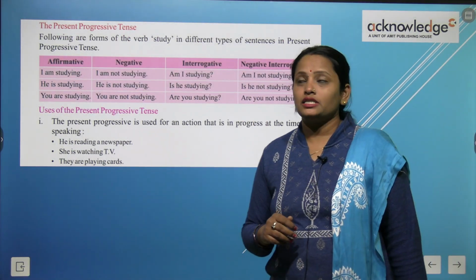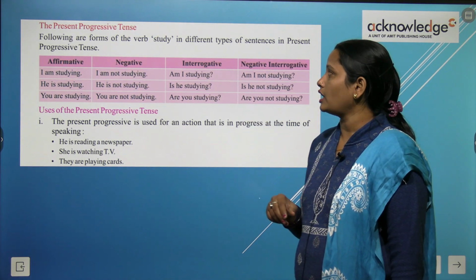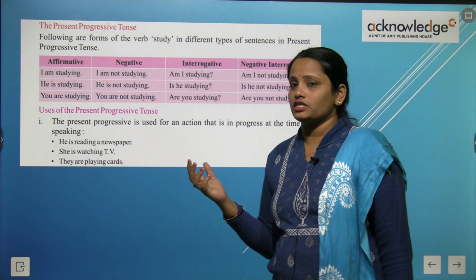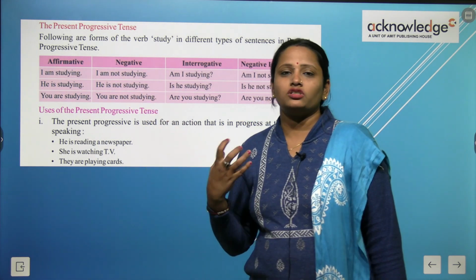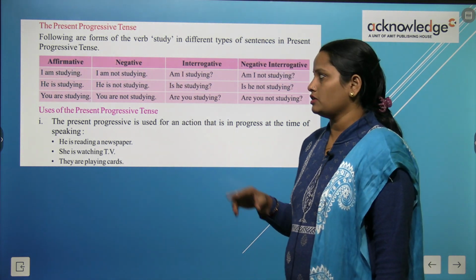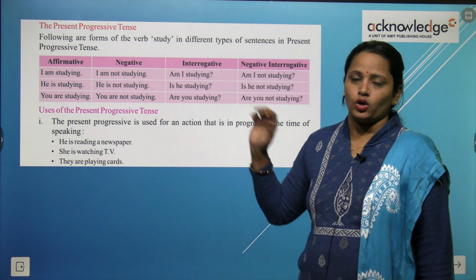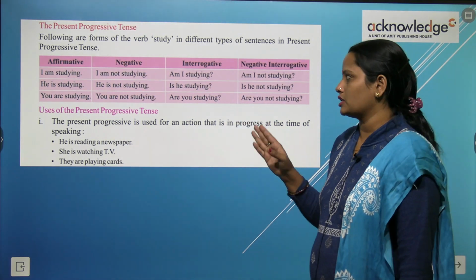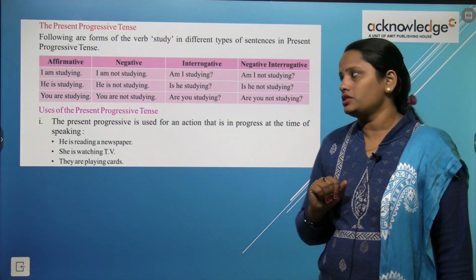Next is the present progressive tense. Following are forms of the verbs. Study in the different types of sentences in the present progressive tense. So present progressive tense में जो है दिए गए हैं कुछ forms of verbs. Let's see. So जब हम present continuous tense की बात करें या progressive tense की बात करें, तो I am studying लिखेंगे in affirmative. And negative में change करेंगे तो am और studying के बीच में not लगा देंगे, तो बन जाएगा I am not studying. Interrogative में हम am को लगा देंगे I की जगह पे, I को am की जगह पे खिसका देंगे, बन जाएगा am I studying. और negative में हो जाएगा am I not studying.